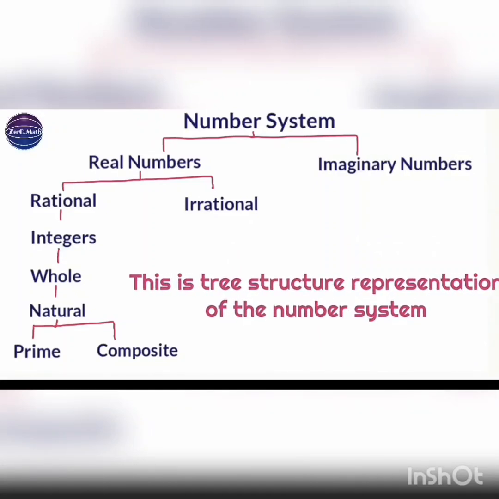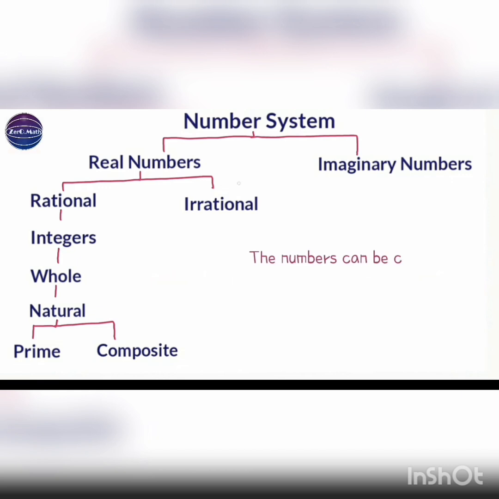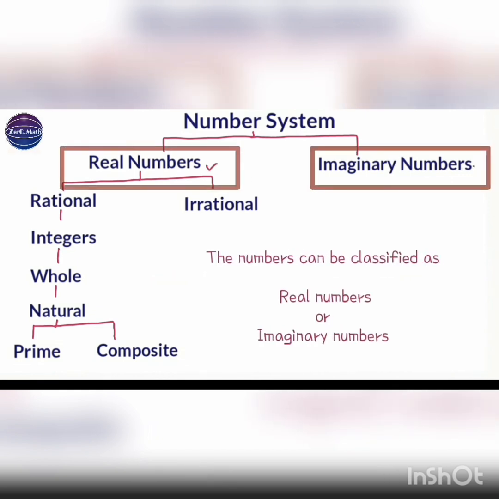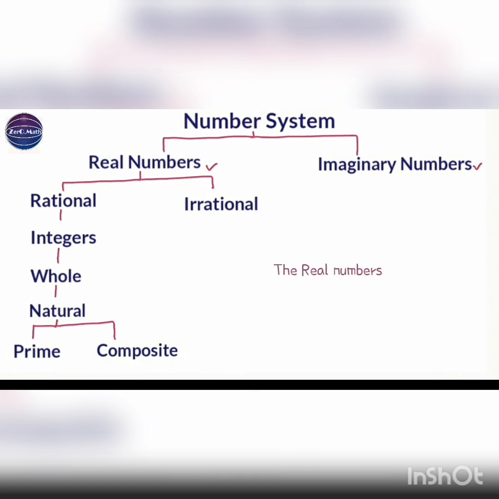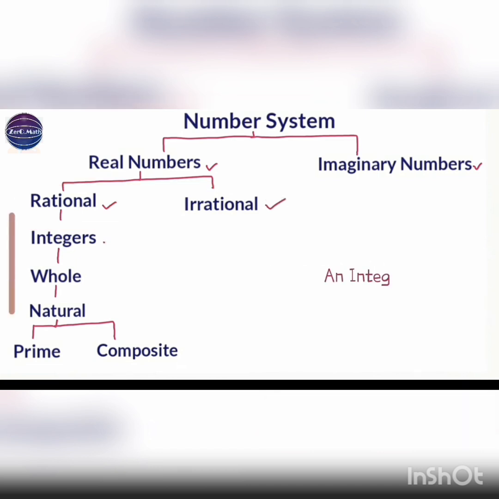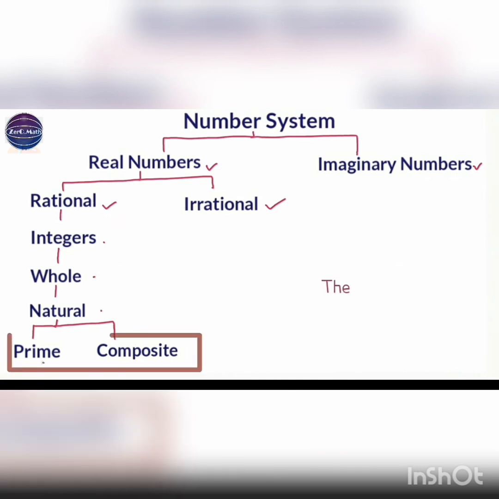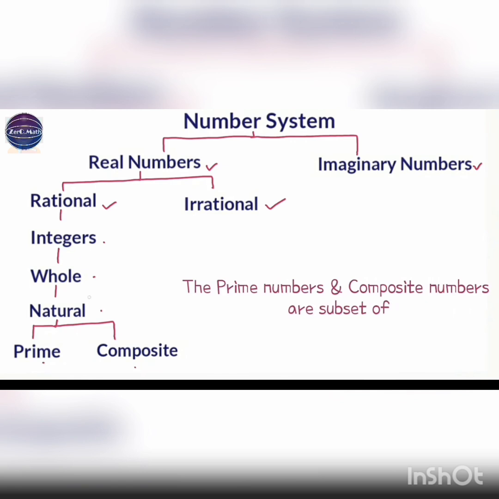Have a look at this tree structure representation of the number system. All the numbers can be classified as real numbers or imaginary numbers. The real number can be further subclassified as rational number or irrational number. The integer, whole numbers and the natural number are the subset of rational number, and prime numbers and composite numbers are the subset of natural numbers.